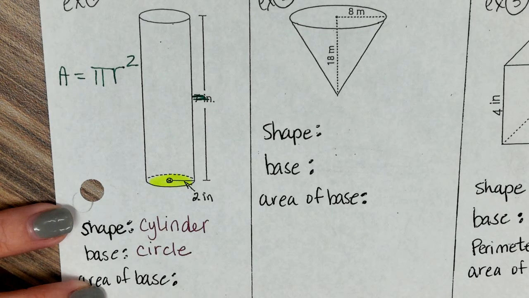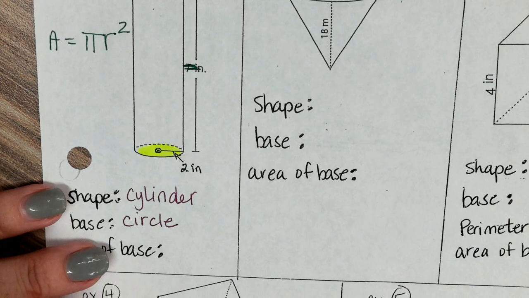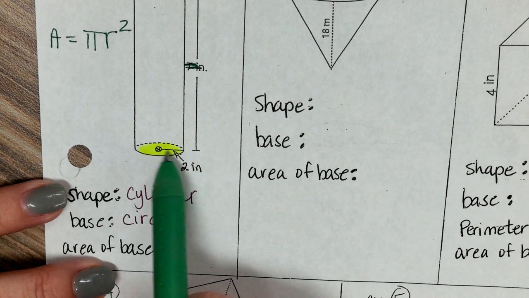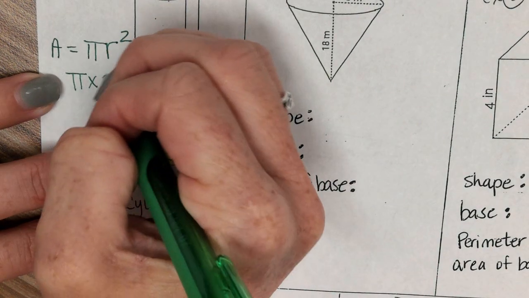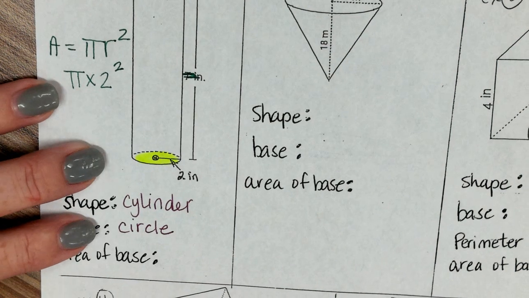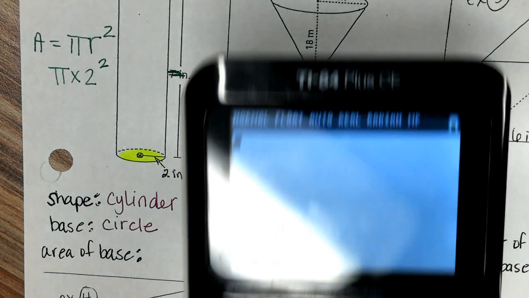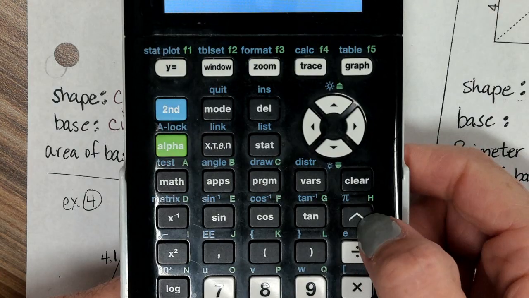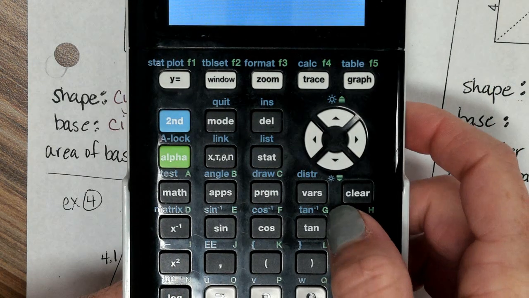Pi is pi because we have a pi button in our calculator, but I need a radius. Do y'all remember what a radius is? Halfway through a circle. Did they give me a halfway through the circle? So I'm going to do pi times 2 to the second power. Let's refresh our memory on how to put this in our calculator. Go to pi right above the caret button, right here in blue. So I have second pi.